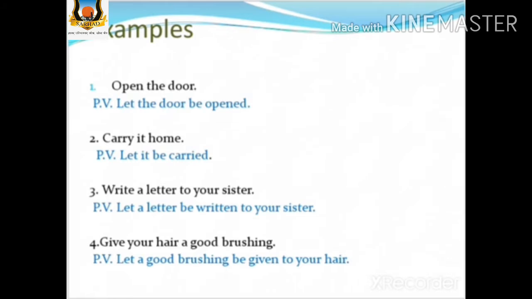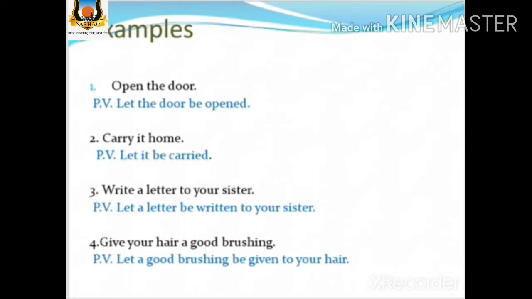The first example is: open the door. Look here, students, which is the object in this sentence? The door is the object in this sentence. And which is the verb in this sentence, students? Yes, absolutely correct. Open is the verb in this sentence.